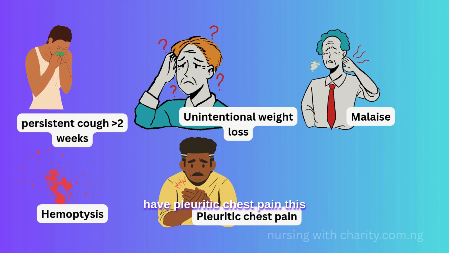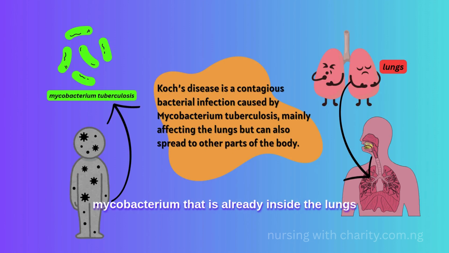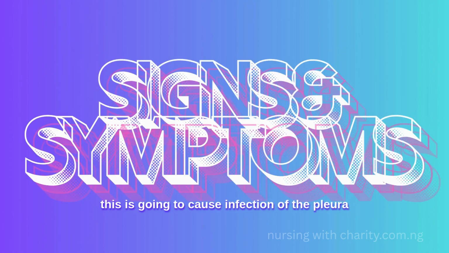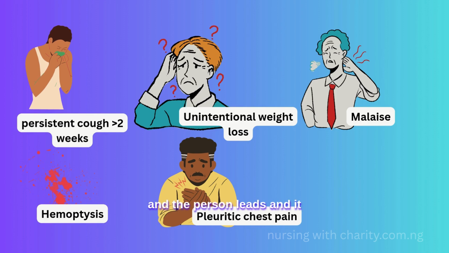Another, we have pleuritic chest pain. We all know how coughing for like 4 days feels. We would feel that pain, but imagine somebody coughing for more than 2 weeks. The person is surely going to be having chest pain. And pleuritic means infection of the pleura, and the pleura is what covers our lungs. So, due to the mycobacterium that is already inside the lungs, this is going to cause infection of the pleura, and it leads to chest pain.